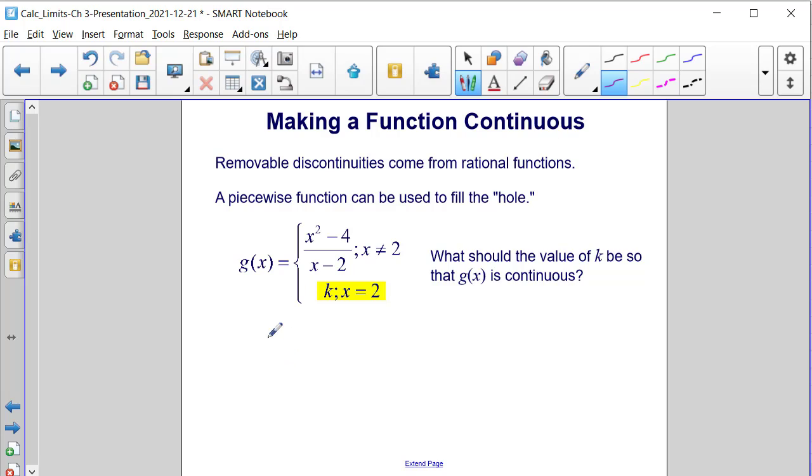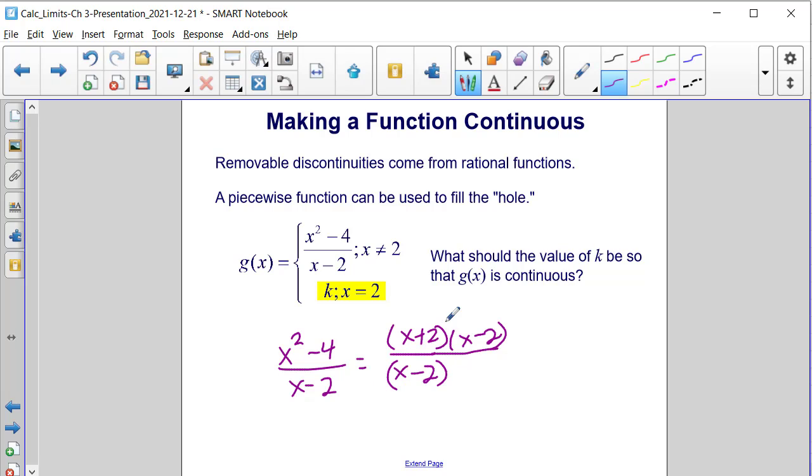We can take our rational function x squared minus 4 divided by the quantity x minus 2, and we can simplify this by factoring the top. That becomes x plus 2, and then times x minus 2, all divided by x minus 2. Notice these two factors cancel each other out, and when we simplify, we would get just x plus 2.